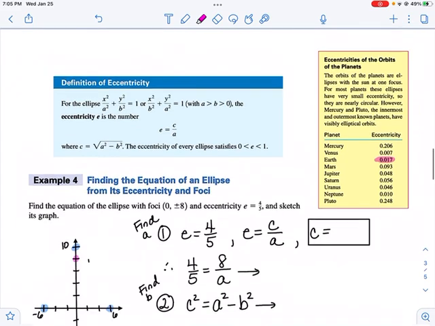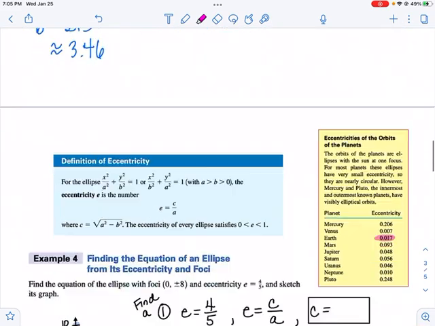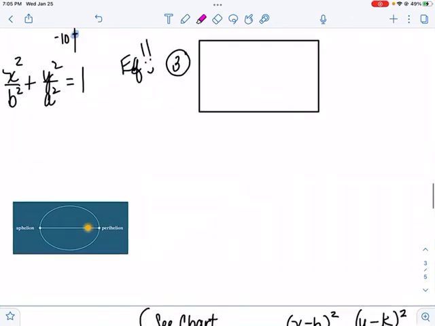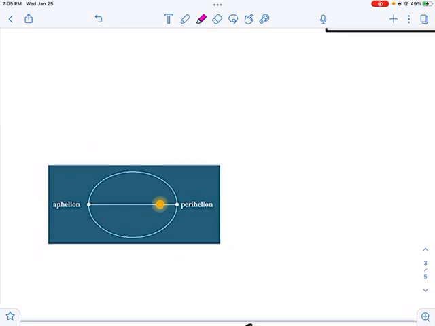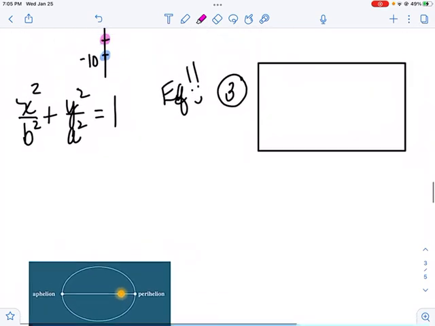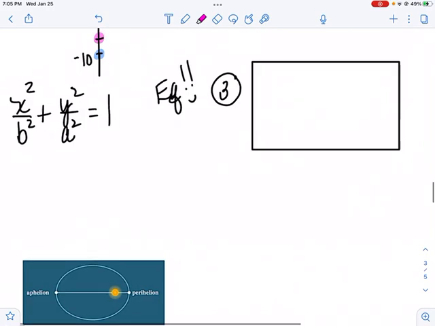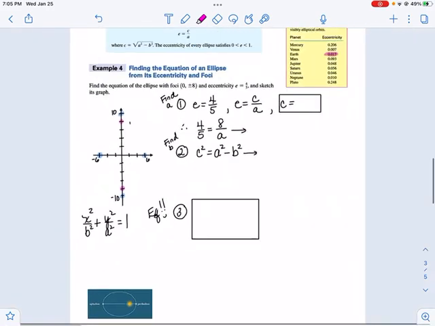As we'll talk about, the distance that the Earth gets from the sun varies, and I have a little picture of it here. The perihelion is when the Earth is closest to the sun, and then you have the aphelion where the Earth is furthest away, and that's the orbit of the Earth as it goes around the sun. And the sun is actually at a focal point, so kind of cool, right?